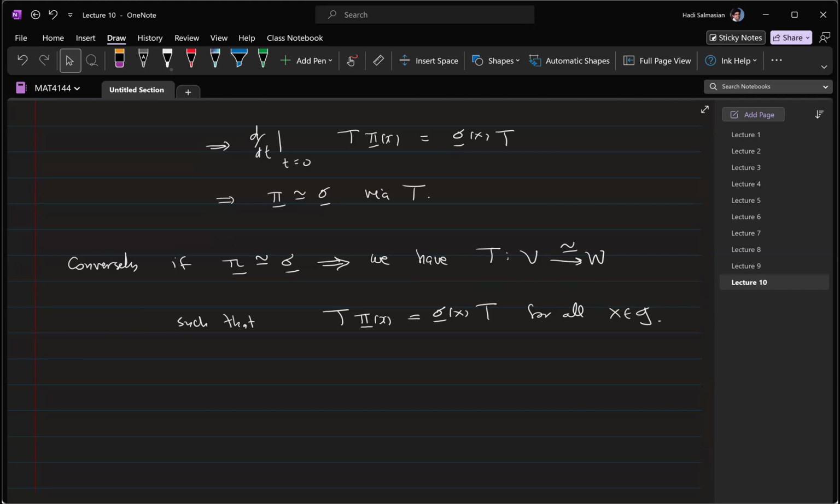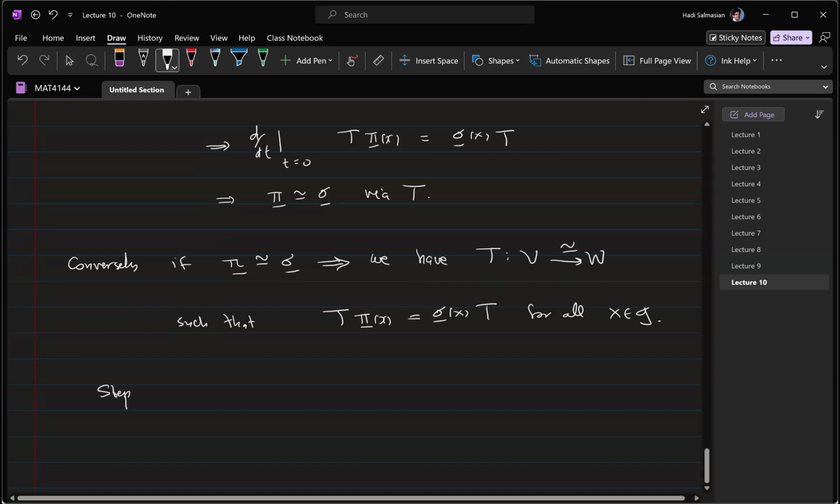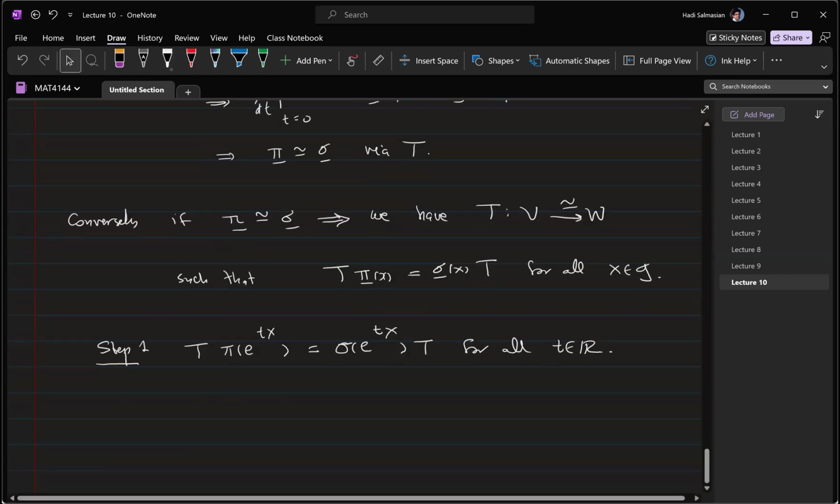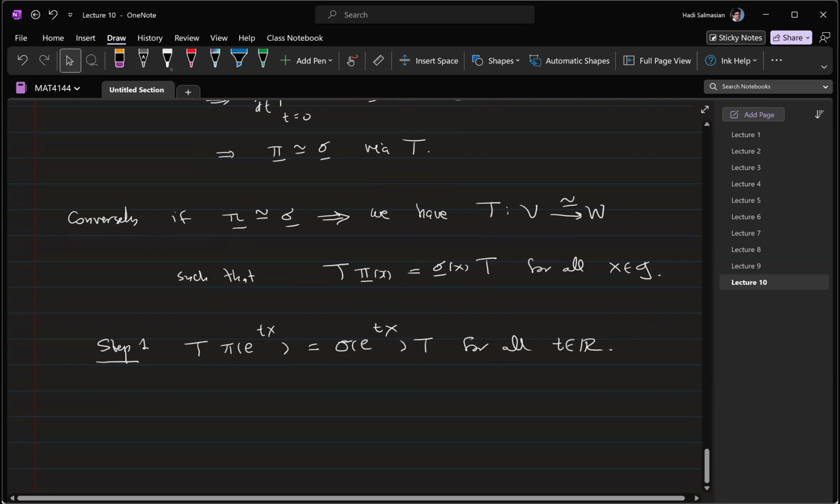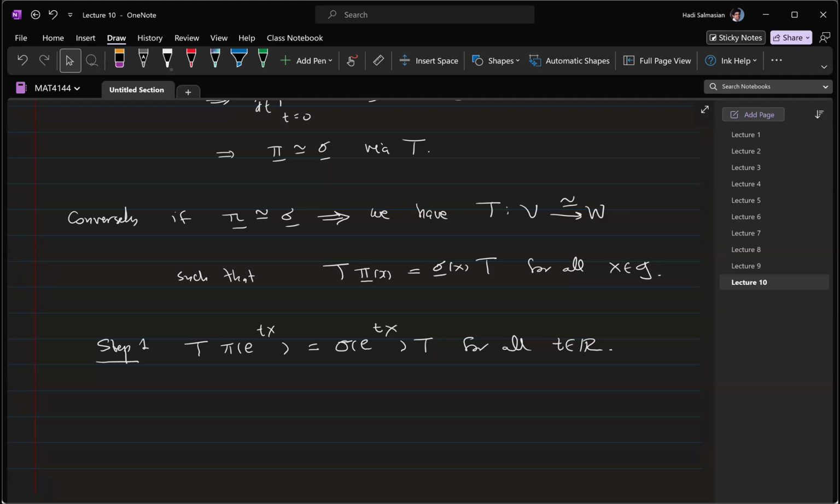So the first thing I want to show is that I can exponentiate this to at least a one parameter subgroup corresponding to that. Step one is to show that T pi of e to the tX equals sigma of e to the tX T for all t in R. Why can I do that? So this is a little bit tricky.